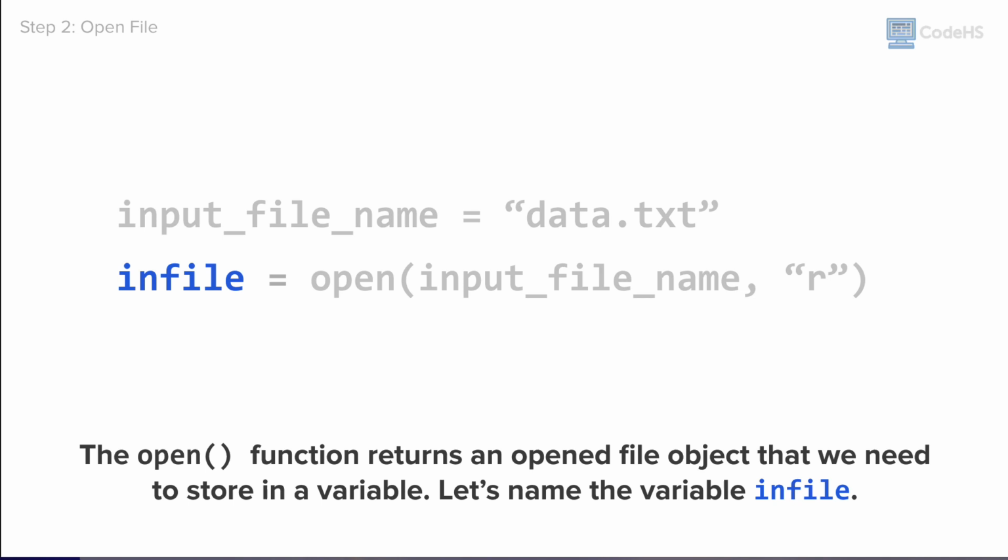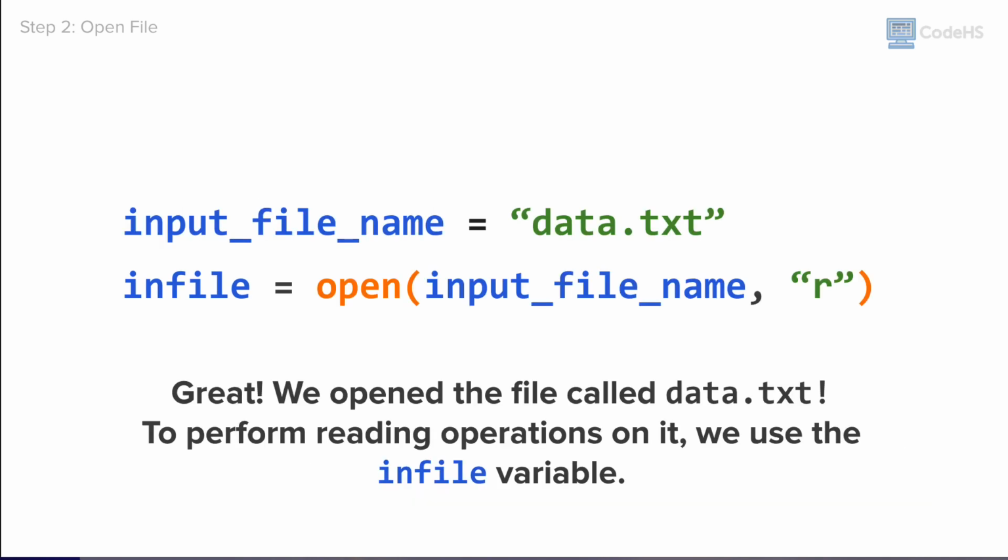The open function returns an opened file object that we need to store in a variable. Let's name the variable inFile. Great, we opened the file called data.txt. To perform reading operations on it, we use the inFile variable.